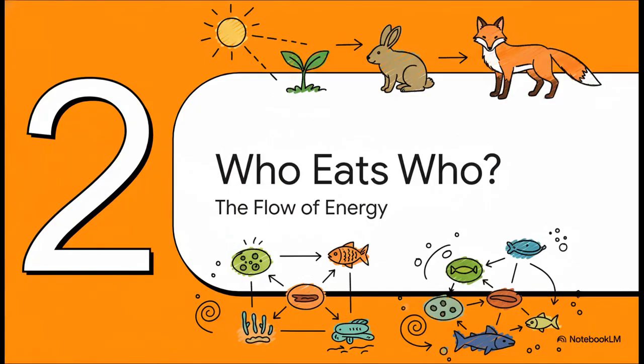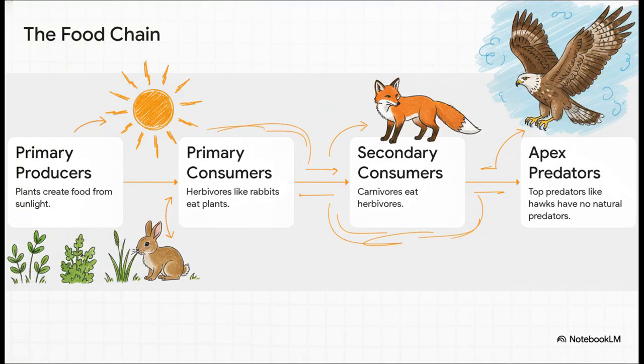Okay, so how does this system actually run? Well, like a lot of things, it runs on energy. And the story of that energy, it's really the story of who eats who. This is a perfect, simple way to see how that power flows. I mean, it all starts with the sun, right? Primary producers like plants do this incredible thing where they capture that solar energy.